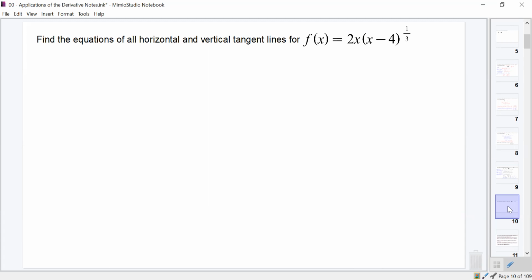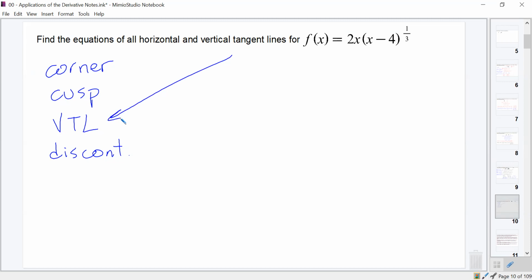The 4 reasons why a derivative might not exist were a corner, a cusp, a vertical tangent line, or a discontinuity. And so one of those options is the thing that we are looking for right here, the vertical tangent line. So we're going to need to see when our derivative is undefined in order to figure out if we have vertical tangent lines.